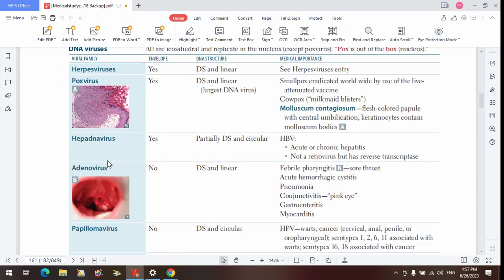Then hepadna. Hepadna, the only virus contained within the family is hepatitis B, which can cause both acute or chronic hepatitis. It is not a retrovirus, but it contains reverse transcriptase, because it is not only a retrovirus that contains reverse transcriptase. Do you guys want to ask me the relevance of this reverse transcriptase? When you say reverse transcriptase, you are converting RNA to what? To DNA. Transcription is converting DNA to RNA, so when you are converting it backwards, you are converting RNA to DNA. That's like a backward transcription. So that's reverse transcription, and you need a reverse transcriptase to do that.